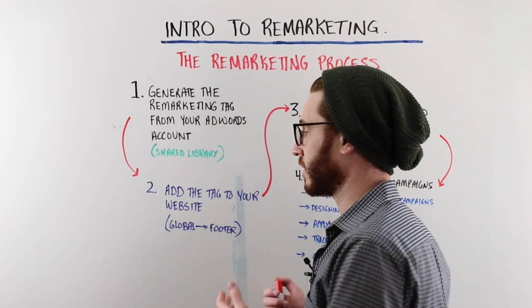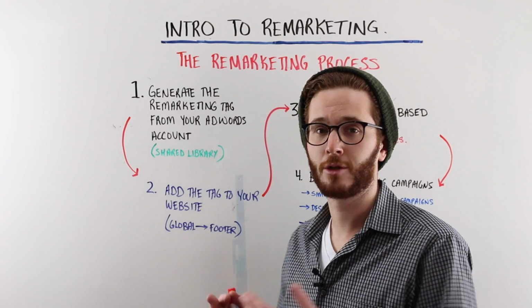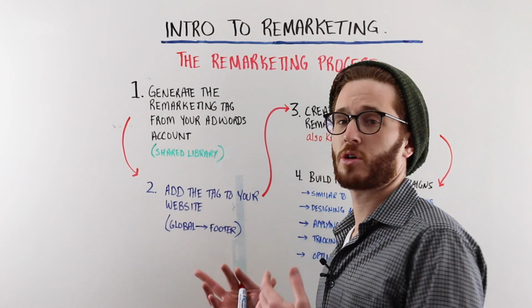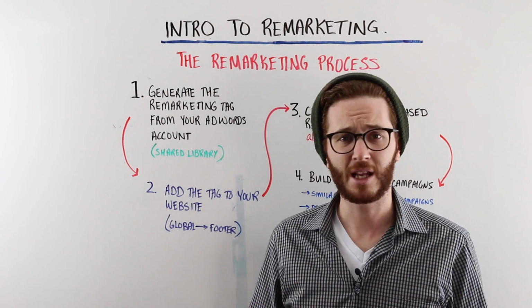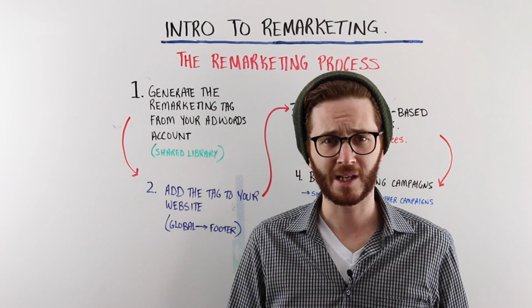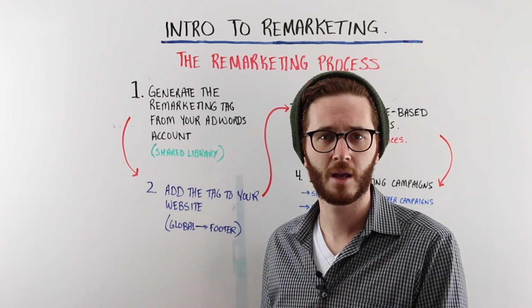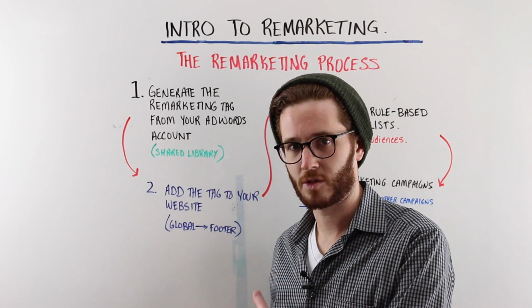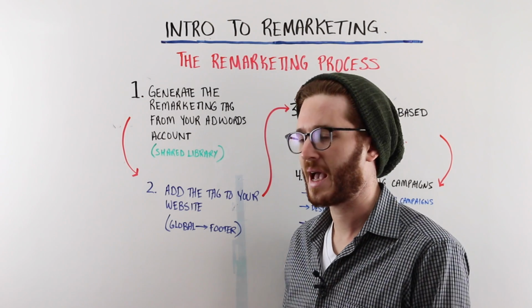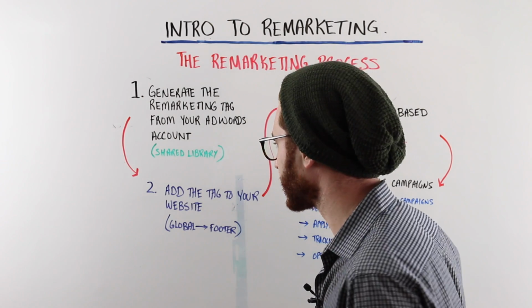And since it's a remarketing tag, it really should be just a global tag. Let's say we have a blog section and we don't want to have remarketing campaigns there. We could just exclude the blog in our remarketing audiences. We don't need to not have the remarketing tag on the blog. So that's the first thing to know.